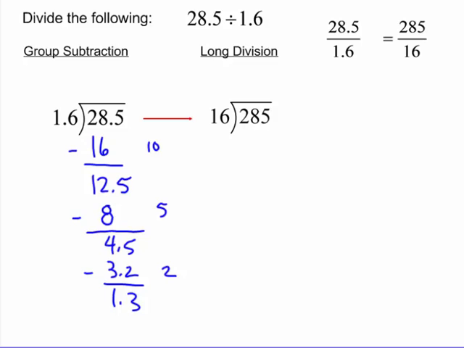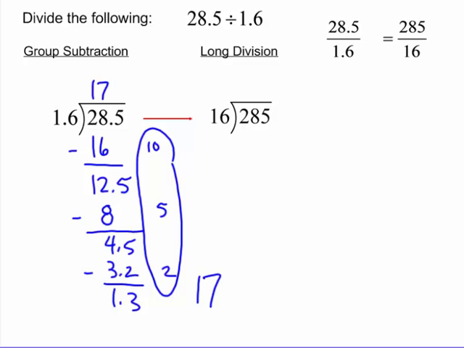Now here's where my first remainder shows up. I do not have enough to continue subtracting 1.6, so my final answer here will have a quotient on the top of 17, but I also have a remainder of 1.3. So I could write that as 17 and 1.3 out of 1.6 as a remainder, but we tend not to mix decimals and fractions together unless we're really desperate.